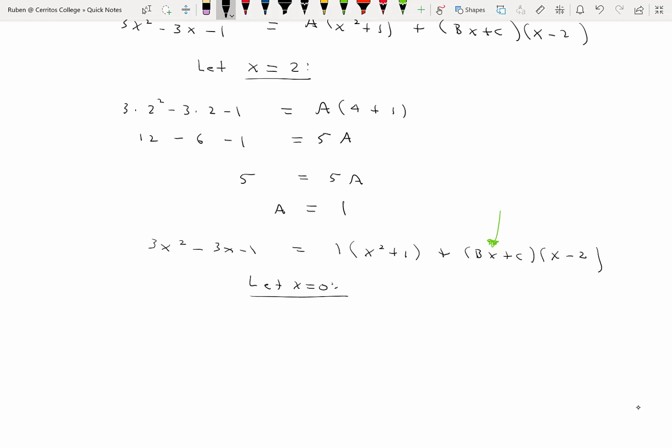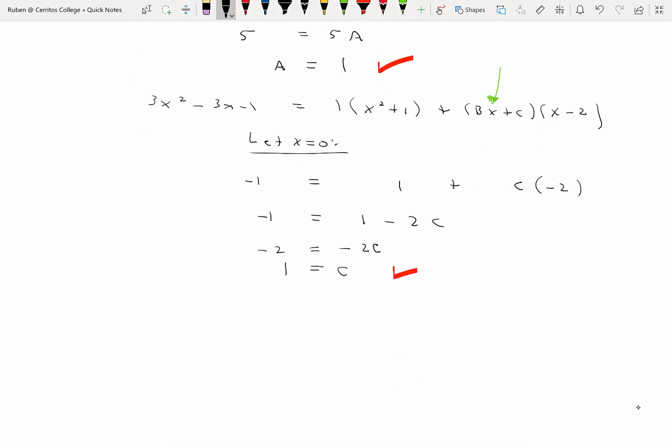If I let x equal 0 on the left-hand side, I get negative 1. On the right-hand side, I get 1 plus c times x equals 0, 0 minus 2, so c times negative 2. So I get negative 1 equals 1 minus 2c. Subtract 1 from both sides. So negative 2 equals negative 2c. So c should equal 1. So now I've got a is 1, c is 1. I need b.